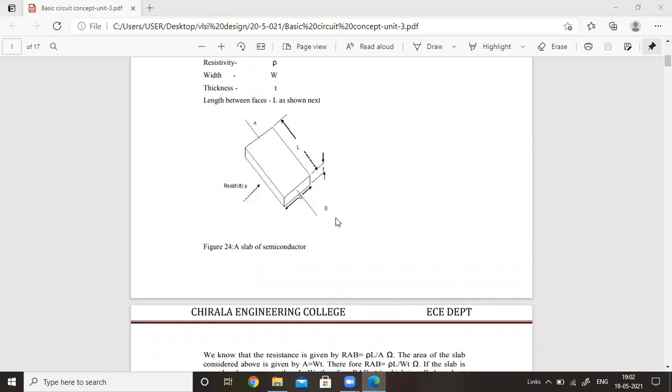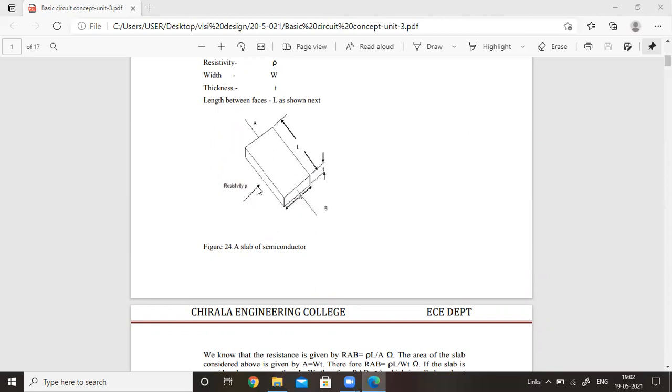So we know the sheet resistance. The resistance between the two faces A and B is given by the formula, resistivity rho L by A. The resistance between the two faces A and B is R suffix AB, and already we know the formula, rho L by A, where rho is the specific resistivity of the material, L is the length of the material, and A is the area of the material.